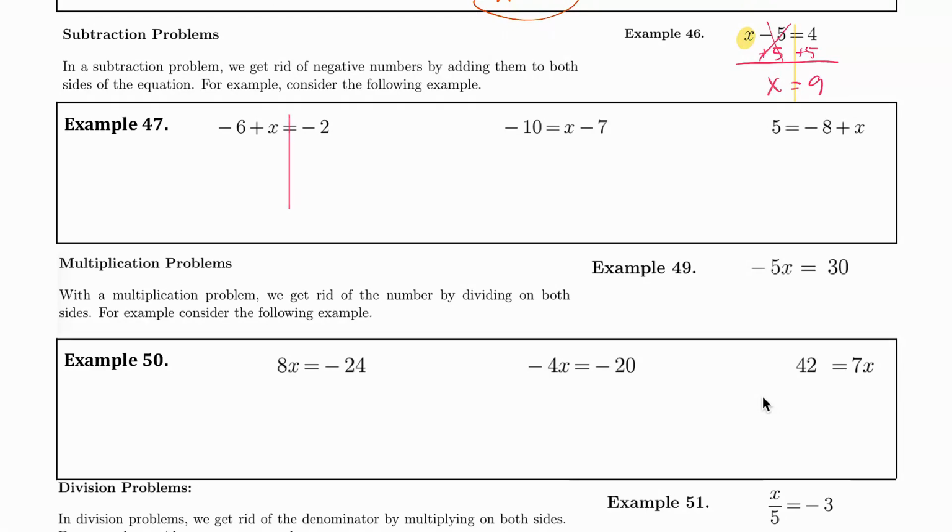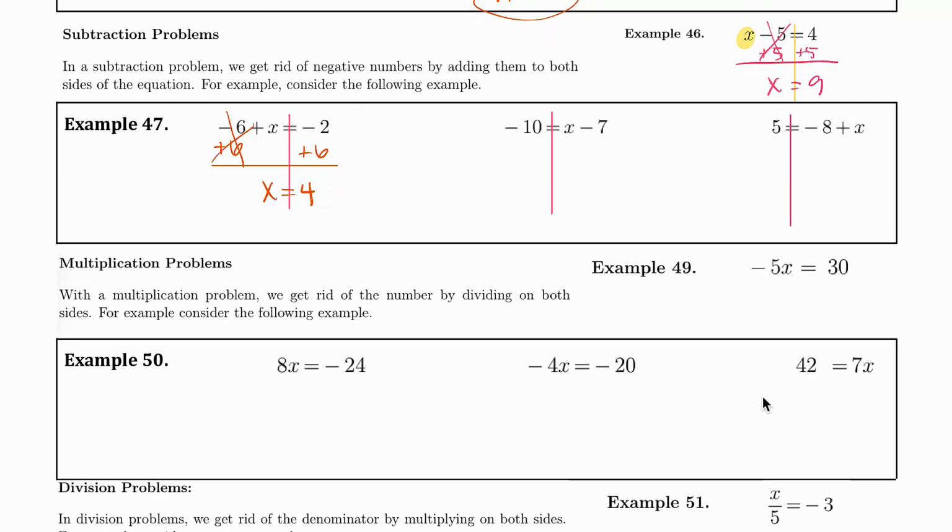Okay, on example 47, on some of these, like on the first one and the third one, it doesn't necessarily look like subtraction. I know we have a plus sign here, but we're adding a negative number. So that negative 6 is what we're trying to remove. We can't do minus 6 because negative 6 minus 6 does not cancel. So to get rid of that negative 6, we're going to have to add 6 to both sides. Negative 6 plus 6 cancels, and I'm left with x equals positive 4.